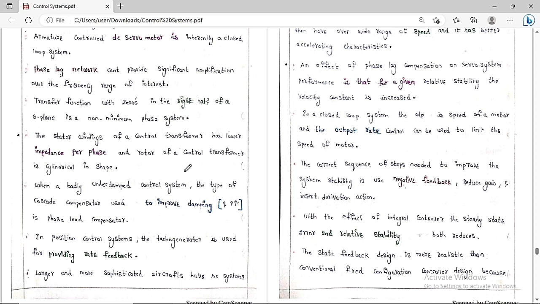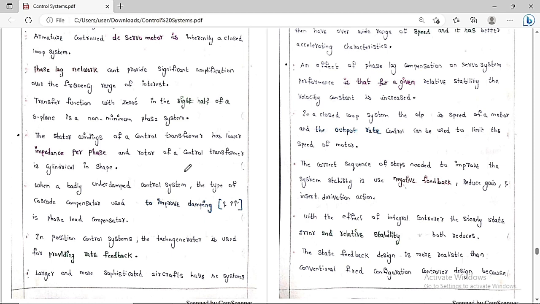So finally, in position control systems, the tacho generator is basically used for providing the rate feedback. For a tacho generator, the input is the mechanical speed and the output is the DC voltage. Therefore in the case of position control systems, the tacho generator is basically used for providing the rate feedback.